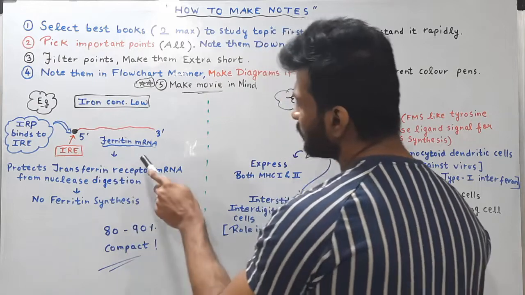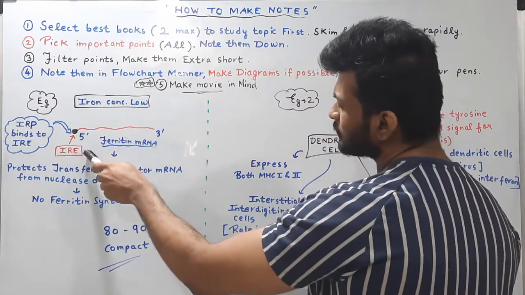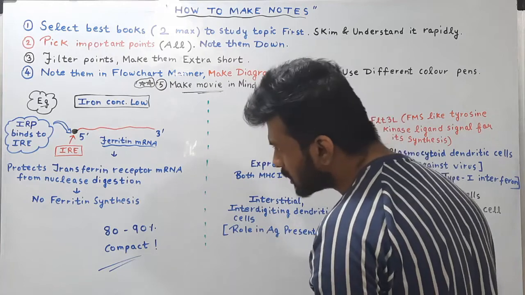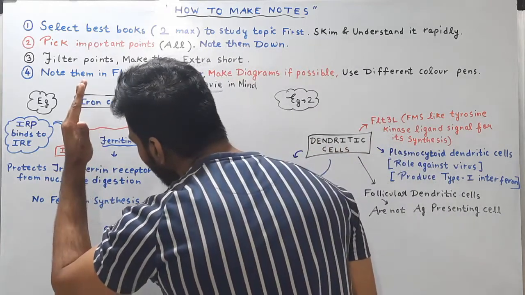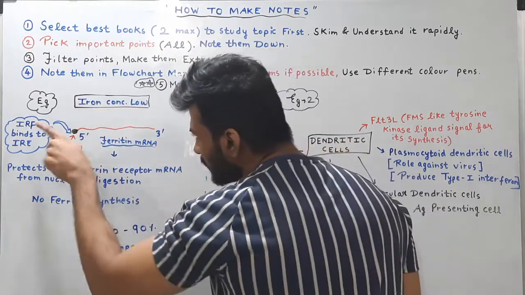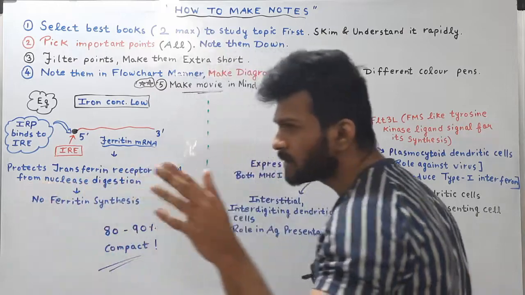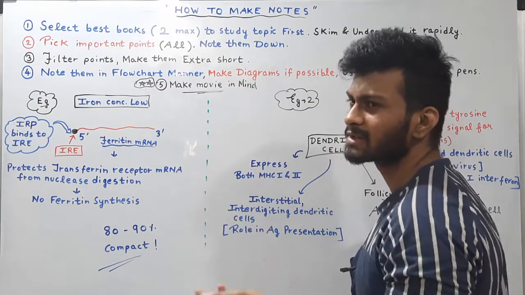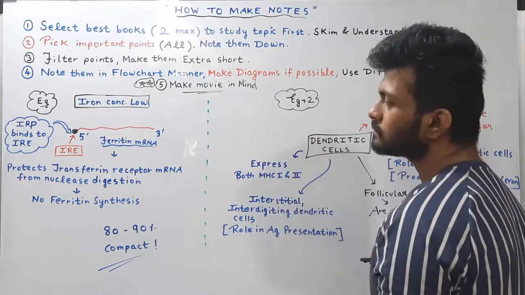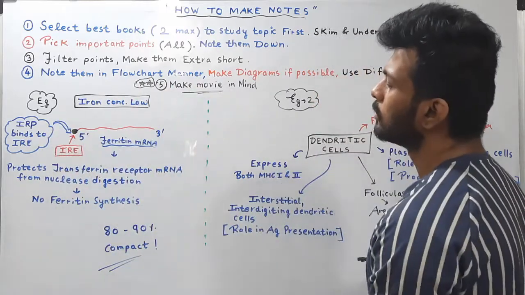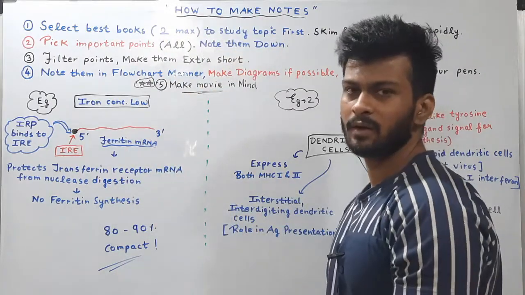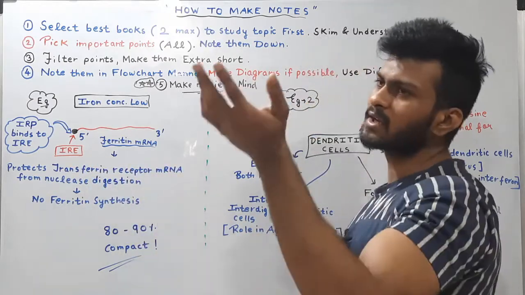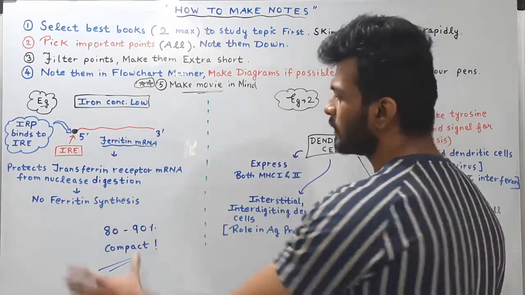that the 5' UTR of ferritin mRNA has iron response element. The IRP protein will bind to IRE when the iron concentration is low. Due to this, the ferritin mRNA will be protected by IRP, and the nucleases will not be able to degrade the ferritin mRNA from 5' to 3' direction, or 5' to 3' exonucleases like PNPase will not be able to work, because this IRP is giving protection to ferritin mRNA by binding to IRE. Due to this, the transferrin receptor mRNA will be protected, or transferrin receptor mRNA stability will be increased when the iron concentration is low. Due to this, there will be no ferritin synthesis.